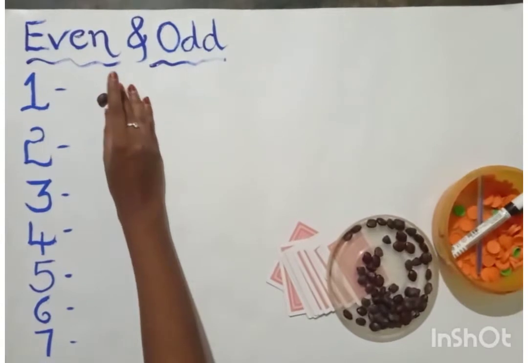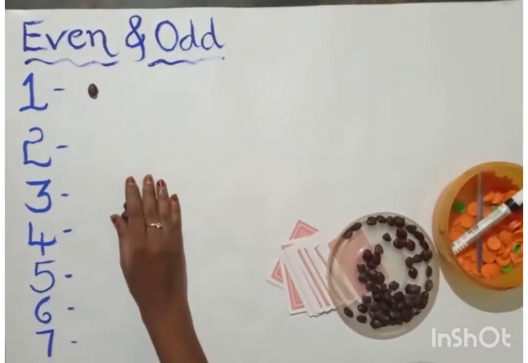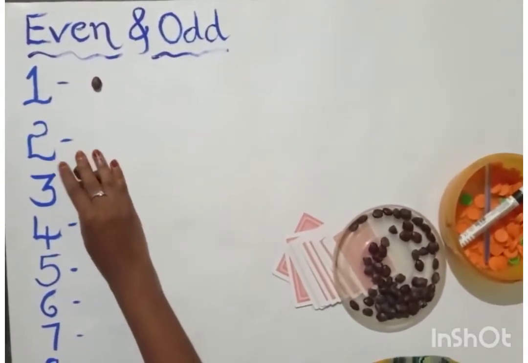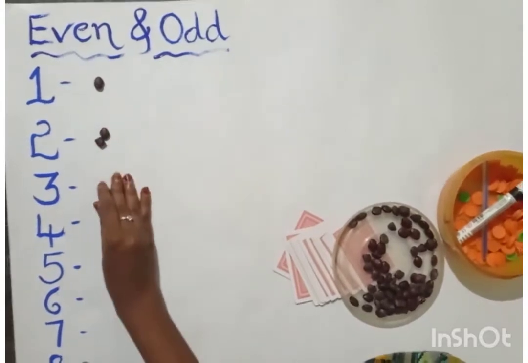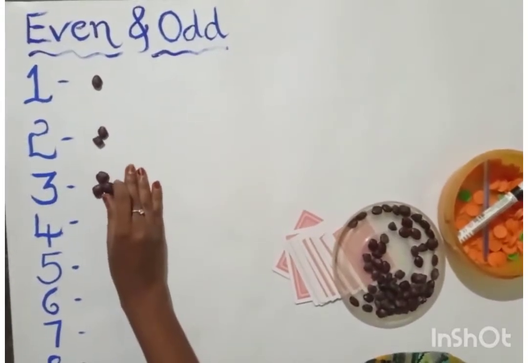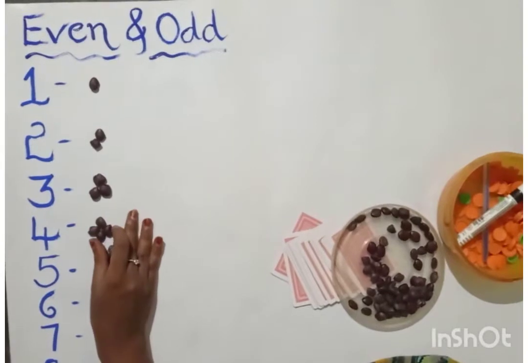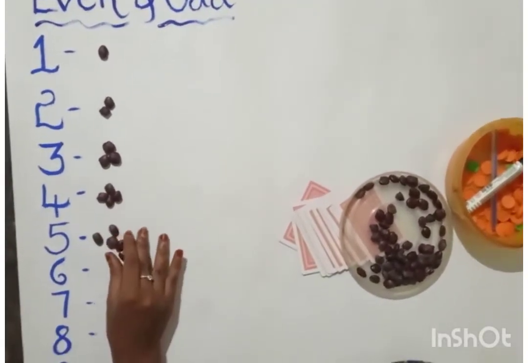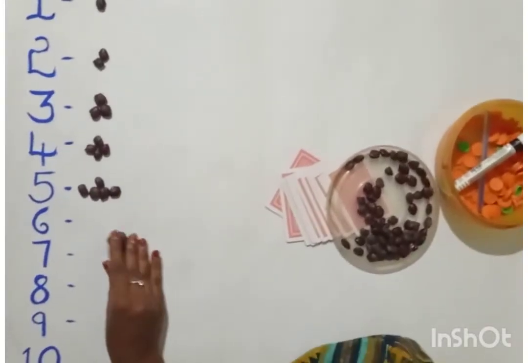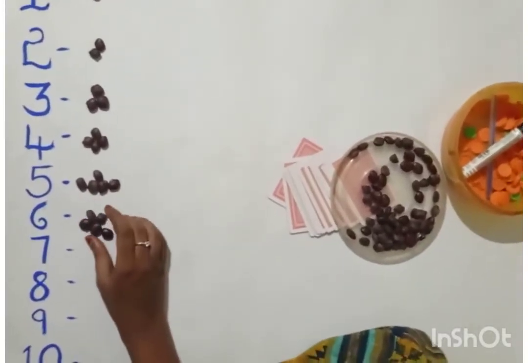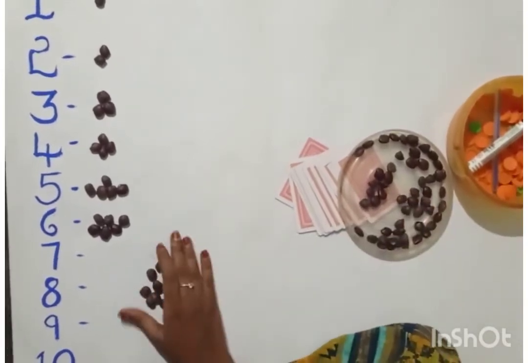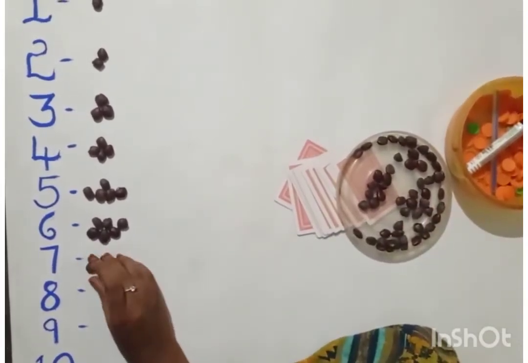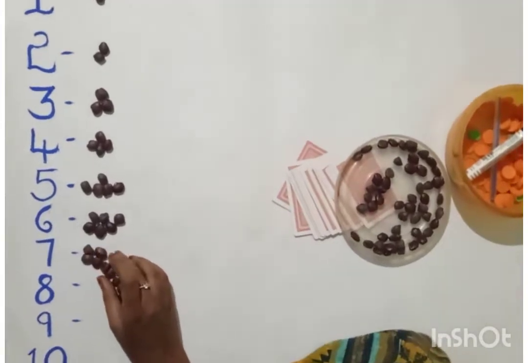1. It means I am keeping here only one seed. Then the second number is 2. So here, 2 tamarind seeds. The next one is 3. Then 4. Then next 5. 1, 2, 3, 4, 5. The next one is 6. 1, 2, 3, 4, 5, 6. Then, likewise, I'm going to arrange all the numbers till 10.